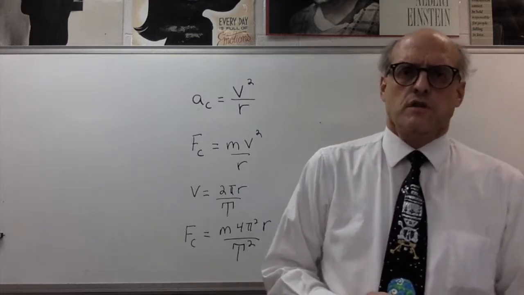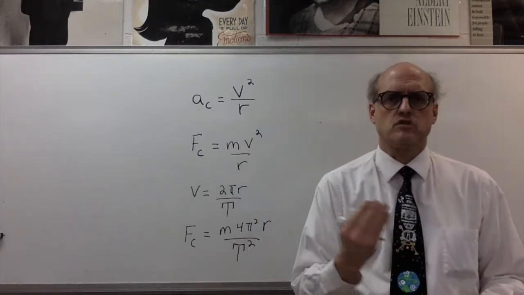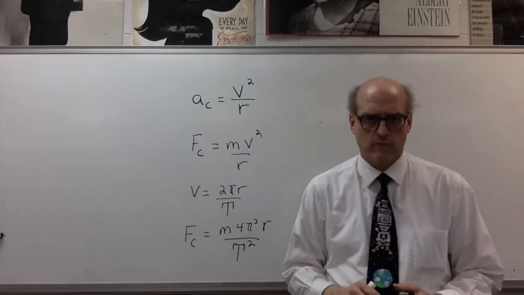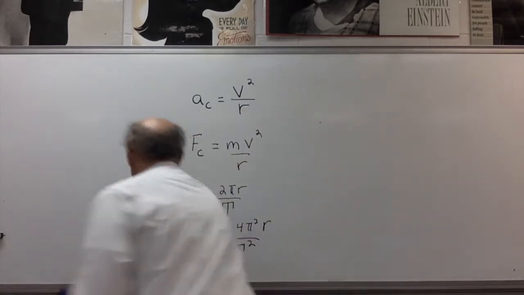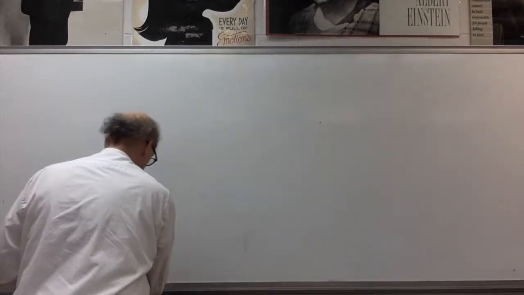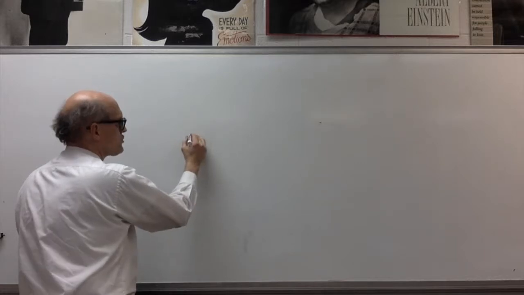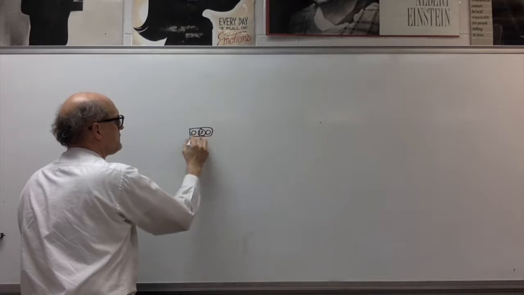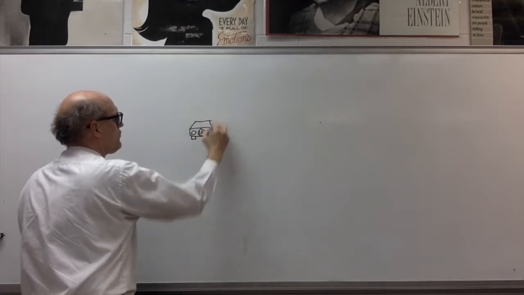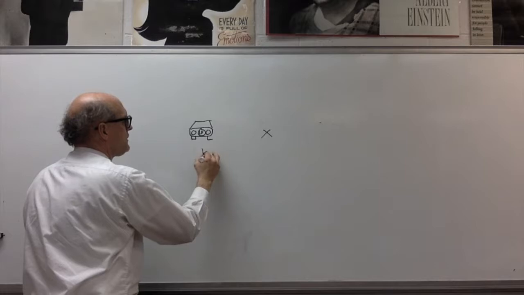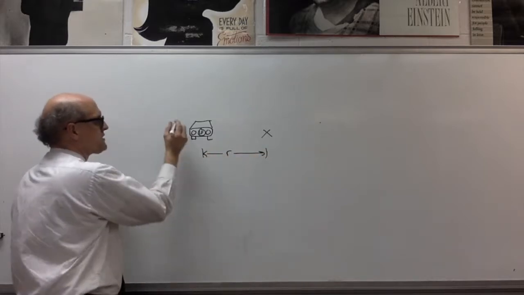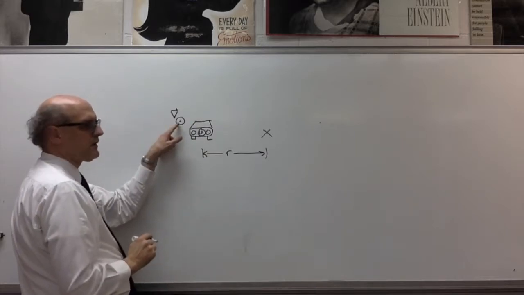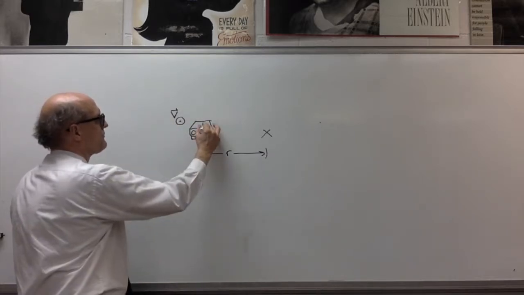Now, suppose we have a car that's traveling in a circle, and we want to draw a free body diagram of it. Okay, so let me erase this. Okay, so I'm going to show a front view of the car. And it's going around a corner. This is the center of the circle. Radius is r. And let's say the car is traveling at a speed v, which at this moment is directed out of the board.